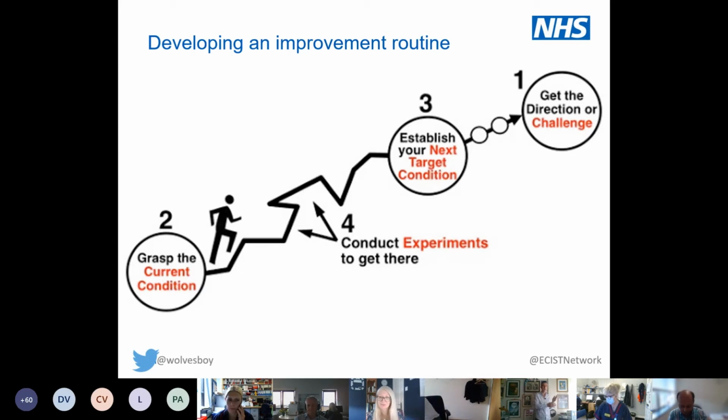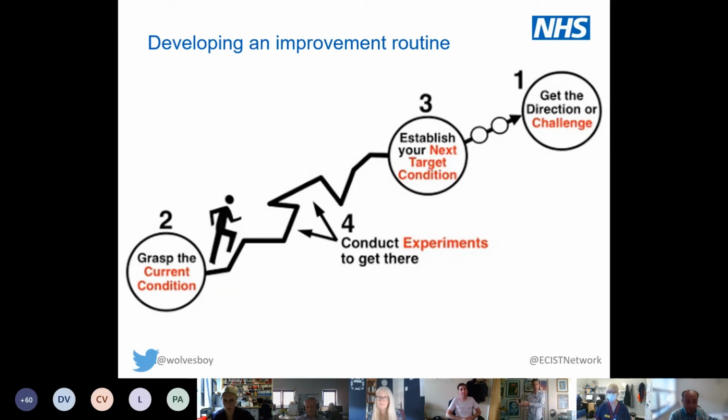Understand where you are now, both from a process perspective, staff engagement, staff experience, patient experience, all the qualitative and quantitative data that you can pull together. Understand where you are now, which is why I said it's worth taking the time to do that now, to give yourself a really good foundation for the work.